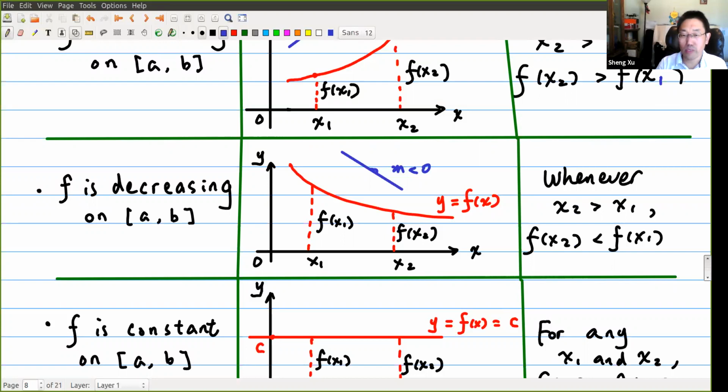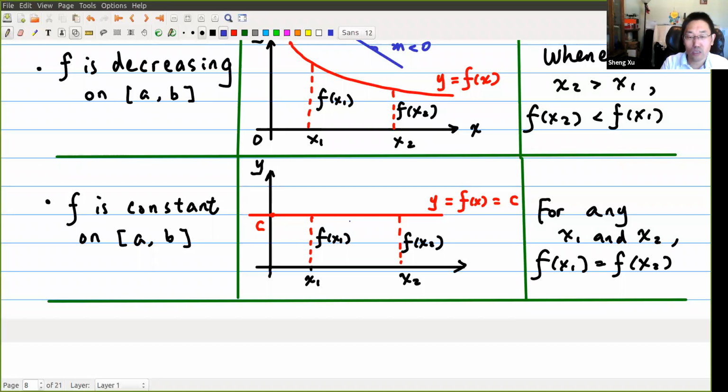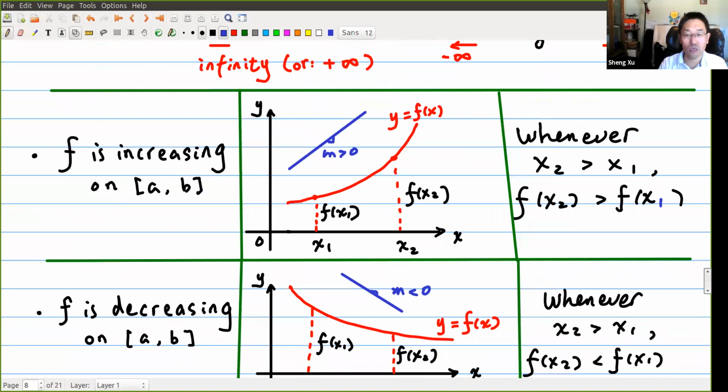And we say a function is constant on that interval if the function does not change when you change your x value. So it's a horizontal line, right? Horizontal line. Slope is equal to zero. So for any x1 and x2, f(x1) is the same as f(x2). So that's the definition of increasing, decreasing.